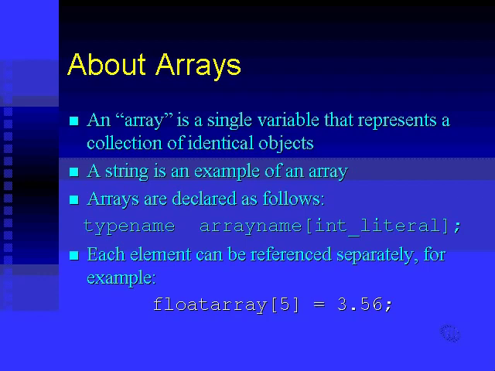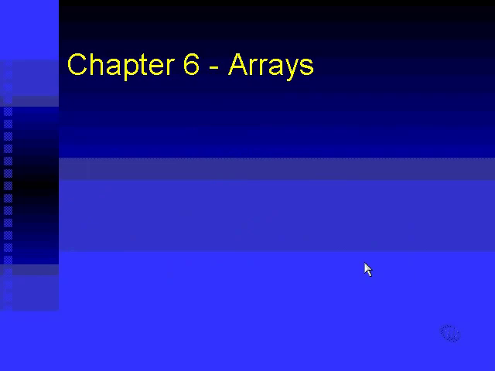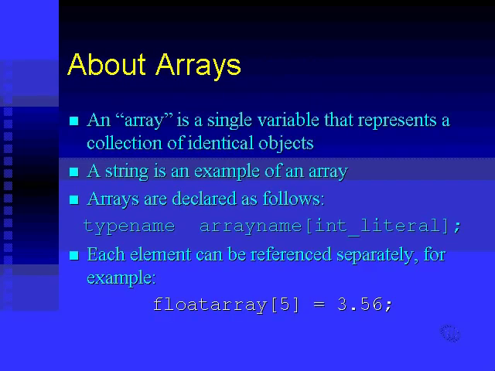Okay. Once an array has been declared, you can reference each element separately. For example, if we had an array of floats, in the previous declaration example, the type name might be float, an array name might be float array, and the int literal might be, I don't know, 20, some large number of floats. So then, if we ever needed to assign one of those elements, we could do it like this. Float array square brackets 5 equals 3.56. In other words, we're taking the float value of 3.56 and we're assigning it to the sixth element of the array.